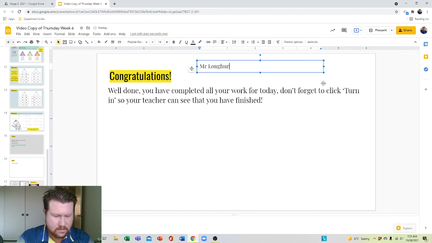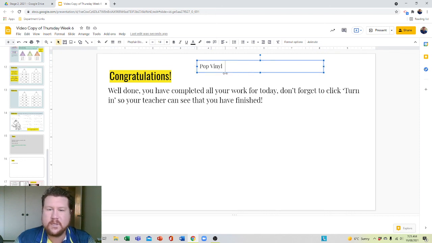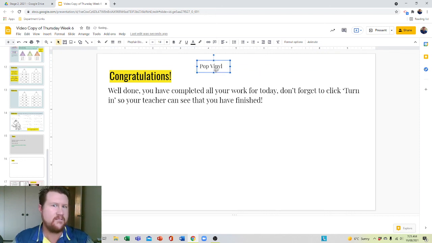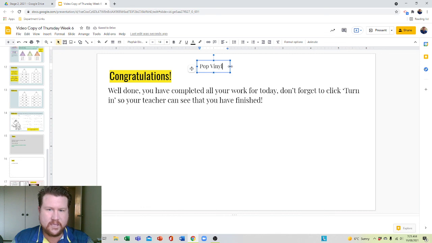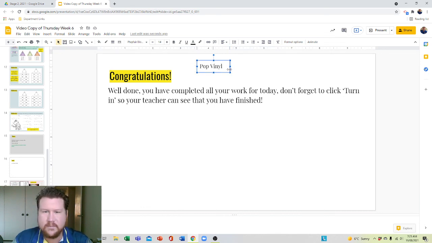So, Mr. Longhurst, I just put pop vinyl. And it's hard to spell pop vinyl. I always get it wrong. Oh, I got it right that time. Yes. Little wins in life, you know. So what am I holding? I'm holding a pop vinyl. Extra points. No, don't worry about Nanette Cole. You don't need to worry about that. Pop vinyl.